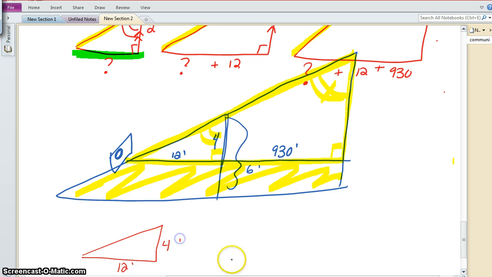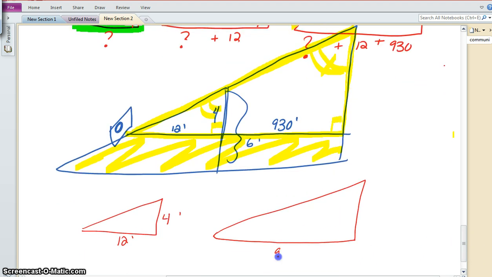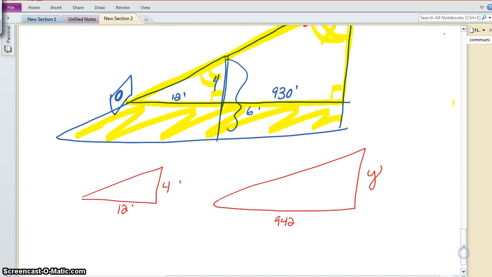So the two triangles we can focus on are the 12 is to 4 feet as the larger triangle, which is 930 plus 12, so 942 feet, to the height of the clock tower. These angles are still congruent, and we still have a right angle, so we're still using angle-angle similarity. And this angle is included in both triangles. This is this angle right here. So 4 is to 12 as y is to 942.